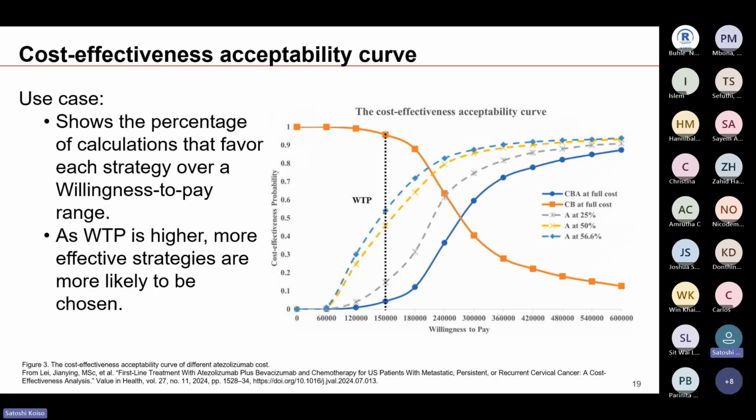And this is another type of line graph, common in HTA context: the cost effectiveness acceptability curve. After you conduct PSA, it gives you, depending on the willingness to pay range, the probability that each strategy would be the most cost effective. As the willingness to pay threshold gets higher, the more effective strategies are more likely to be chosen.